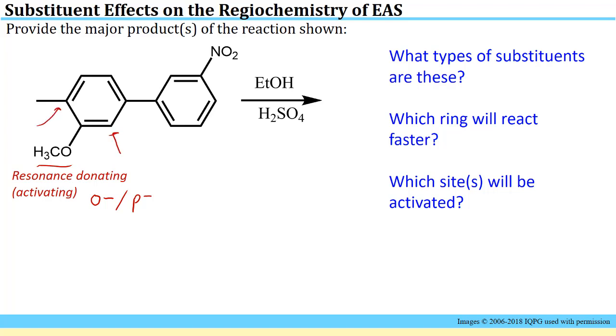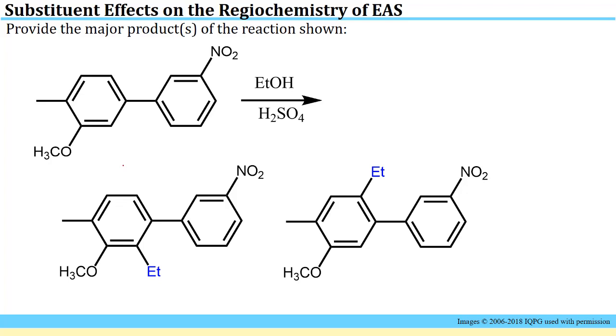These are the sites that are ortho to it, but this one already has a methyl group on it. We don't have a hydrogen we can substitute. And the para site to the methoxy is way up here. That's open for substitution, and so is this ortho site. We should be able to substitute either one of those. So we draw those out. Here's the ortho to the methoxy group site substituted. Here's the site para to the methoxy group substituted. And those two are both equally viable products.